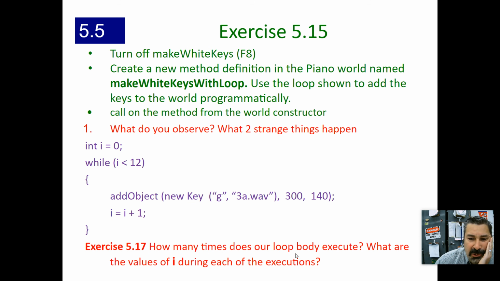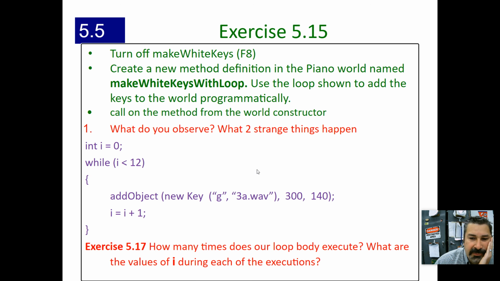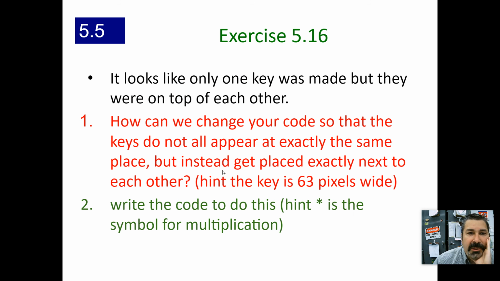How many times does our loop body execute? What are the values of i during each of the executions? Through the first iteration, what's the value of i? And the second iteration through, what's the value of i? And then the third and the fourth. Each time we go through, what's the value of i? All right, it looks like only one key was made, but they were on top of each other. How can we change our code so that the keys do not all appear in exactly the same place, but instead get placed exactly next to each other?